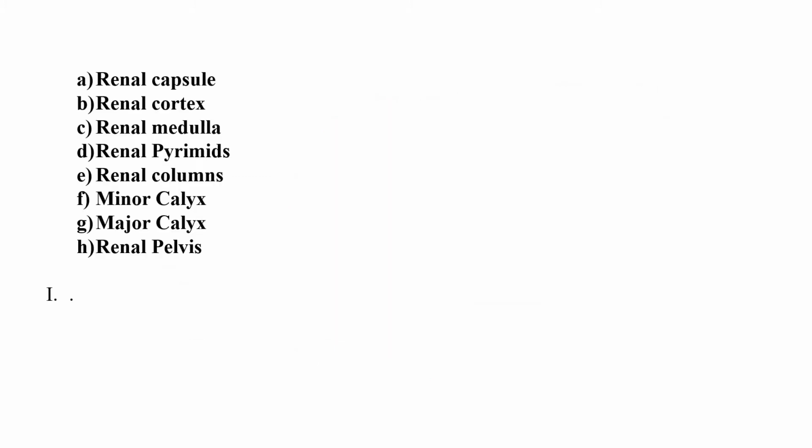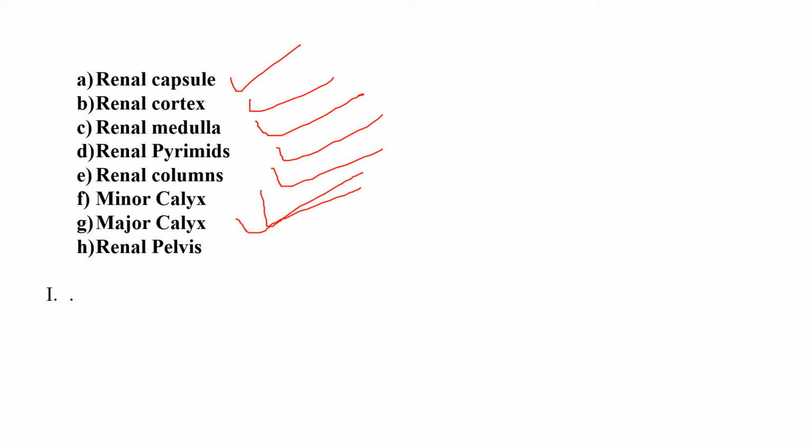So, just in review: renal capsule, renal cortex, renal medulla with its pyramids, renal columns, minor calyx, major calyx, and renal pelvis. As you're looking at the kidney, take this checklist, maybe put it alongside it, and make sure you can identify each part, especially for lab, right?